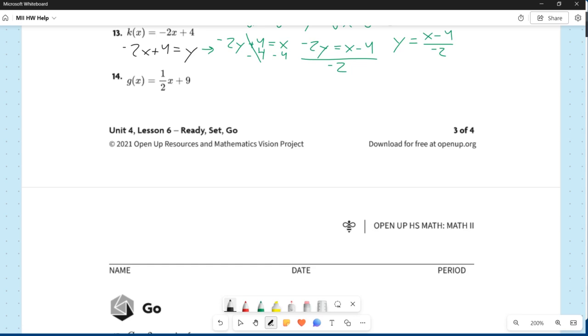So to finish this, we just have to reintroduce function notation. It was k of x, so that means the inverse is going to be k inverse of x, and then it is just what we have, x minus 4 over negative 2. All right. And if that's your answer, that's fine.